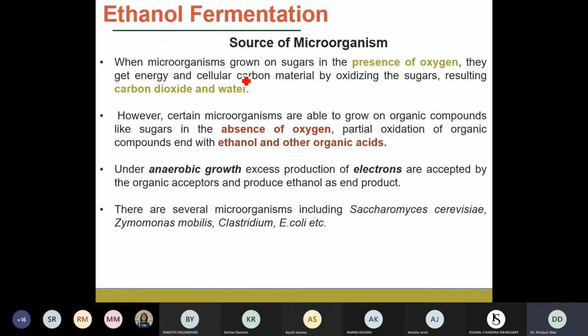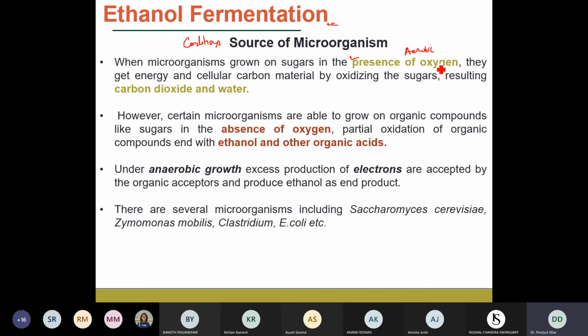So in the case of ethanol fermentation, what are the conditions, and what are the sources of the microorganisms? If you look into the conditions, generally we know that microorganisms can grow in the presence of oxygen, in which case they are called aerobic microorganisms. And if any fermentation product is produced in the presence of oxygen, it is known as an aerobic fermentation process, right?